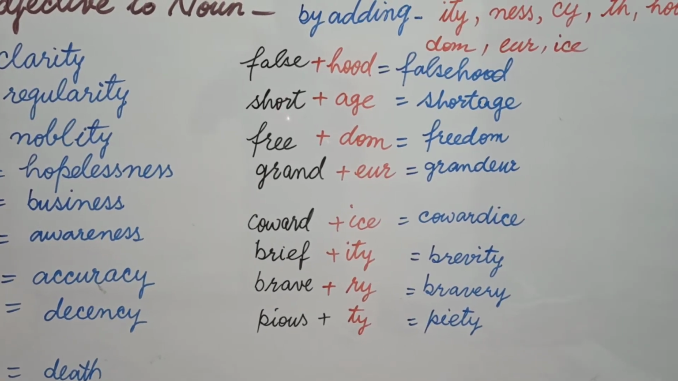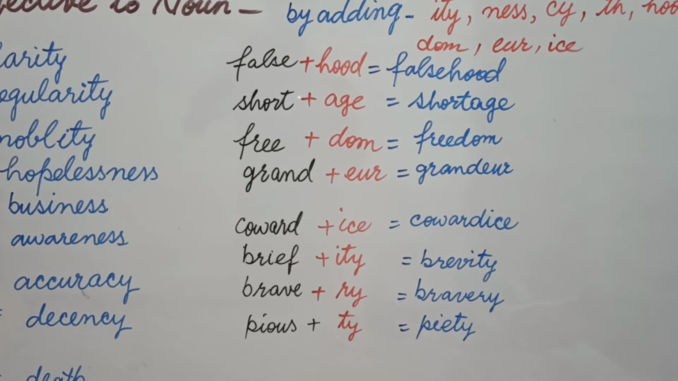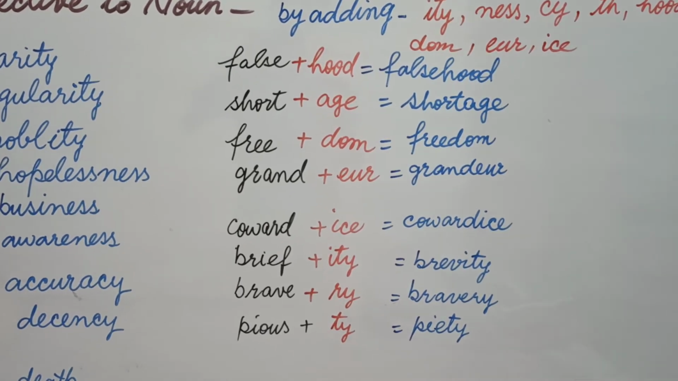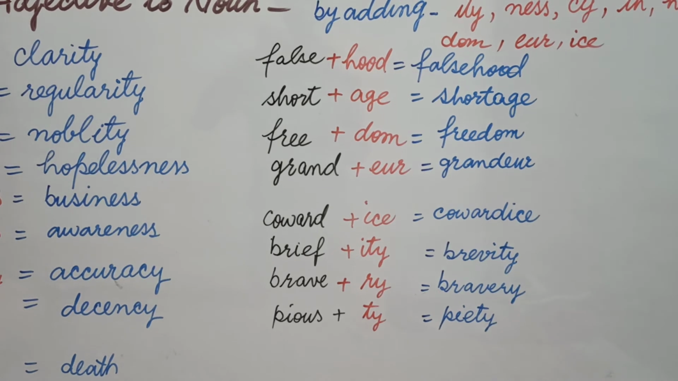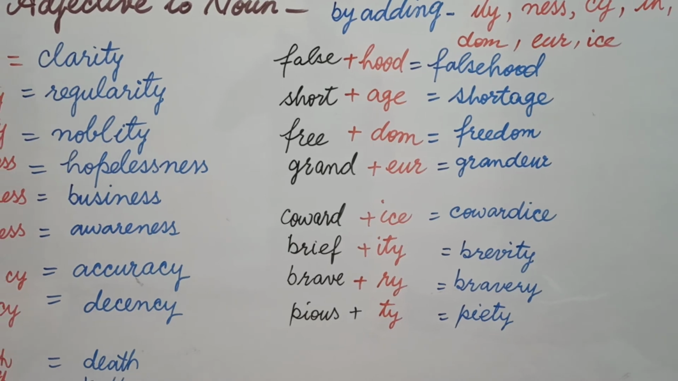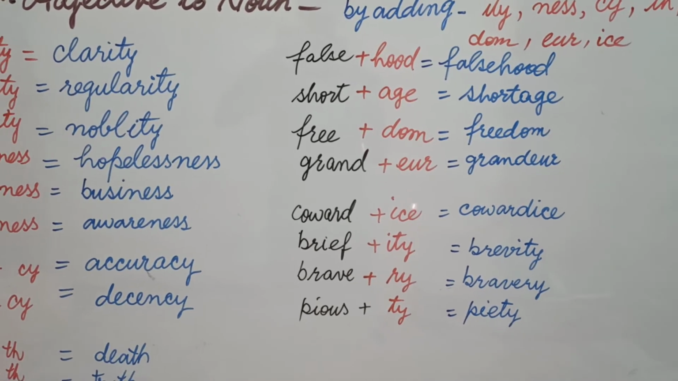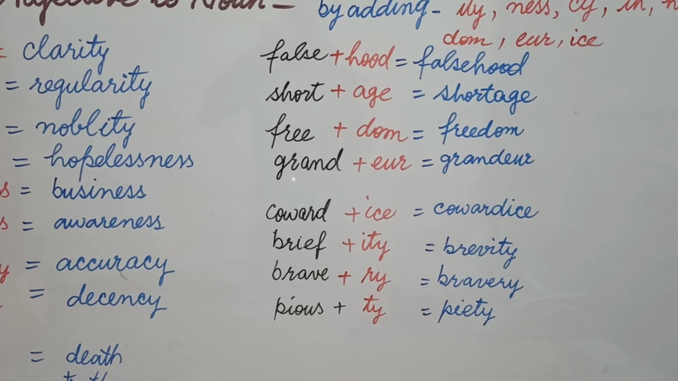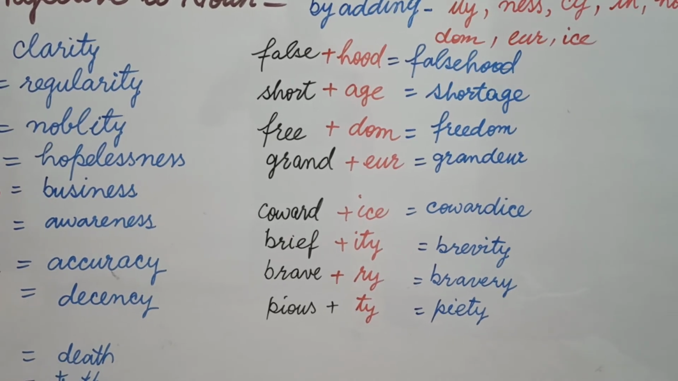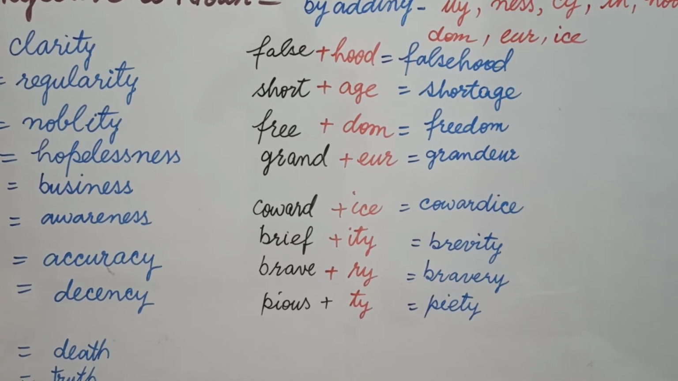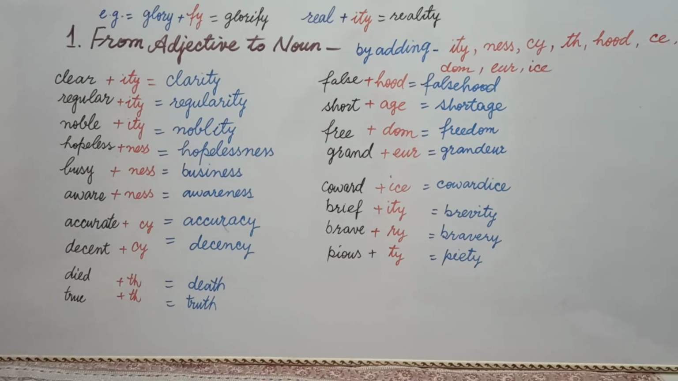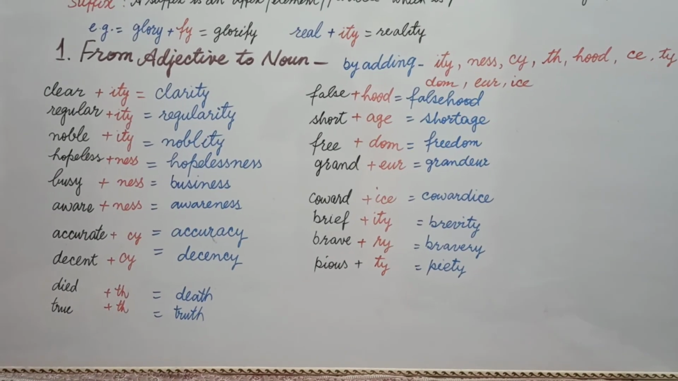Now students, short is a quality, but when we add this suffix to short, it becomes shortage, and the word shortage can be used as a subject before a linking verb, helping verb or main verb, and you can also use it as an object. I don't like shortage. Shortage is very harmful. You can use shortage as a noun. Free, freedom. Grand, grandeur. Coward, cowardice. Brief, brevity, meaning being short. Brave, bravery. Pious, piety.